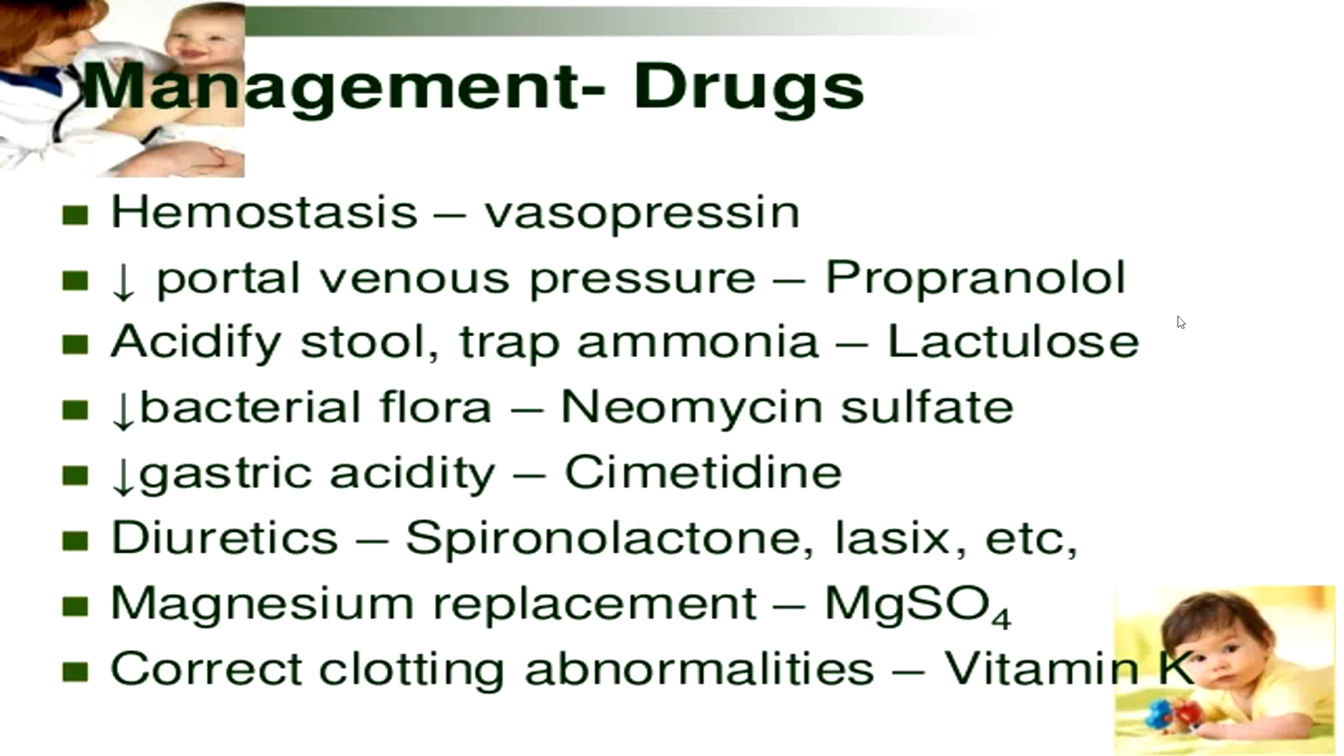Patients who develop hepatic encephalopathy or are in the pre-coma phase will benefit by the use of lactulose, because that will trap ammonia, acidify stools, and the patient's encephalopathy can be improved. Sometimes, to eliminate bacterial flora, we were using neomycin, but it is now not much in use. Gastric acidity can be lowered by the use of cimetidine. Patients having fluid retention can benefit from diuretics like spironolactone and Lasix, furosemide. When there are clotting disturbances, they may benefit by the use of vitamin K and plasma.